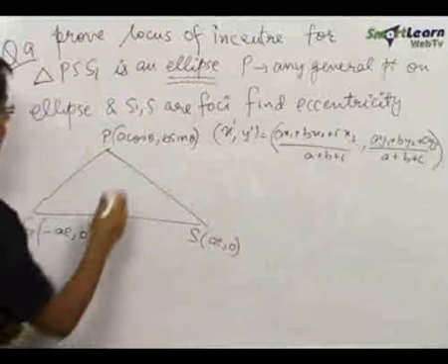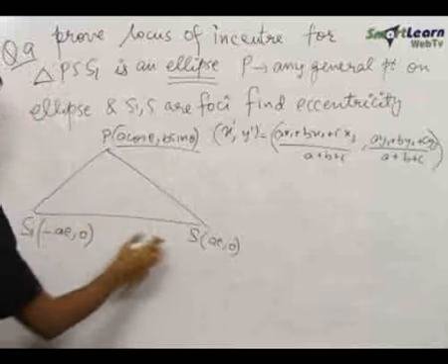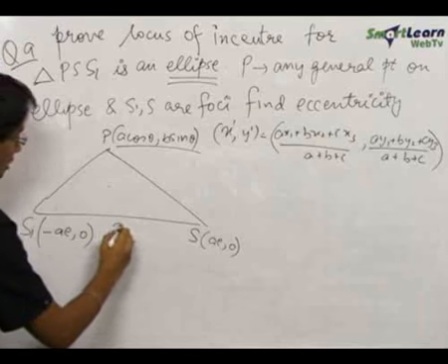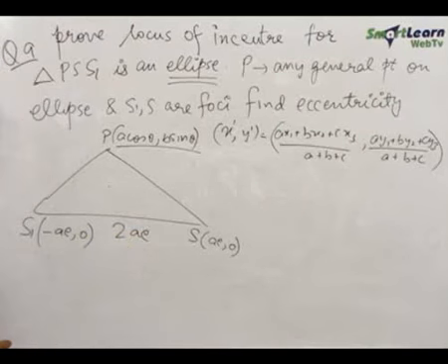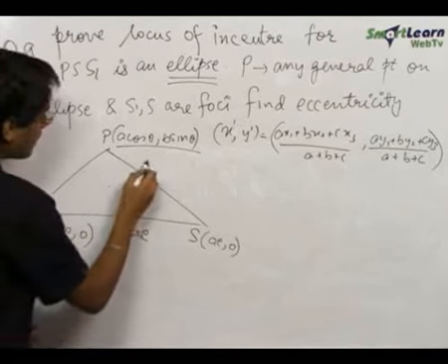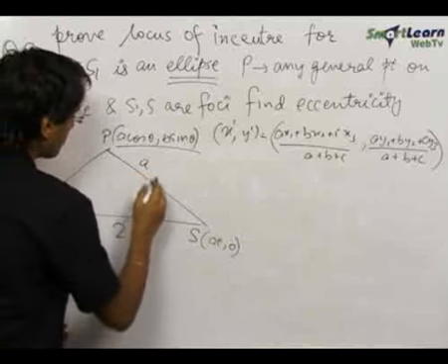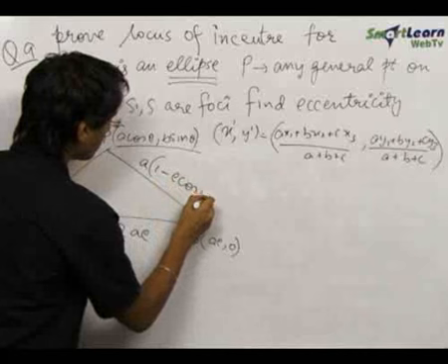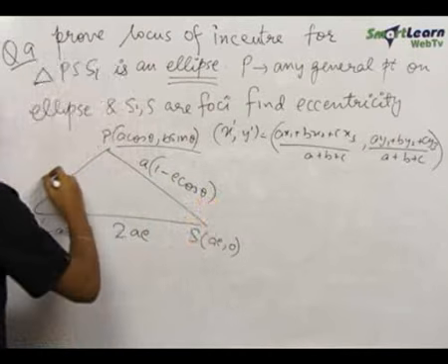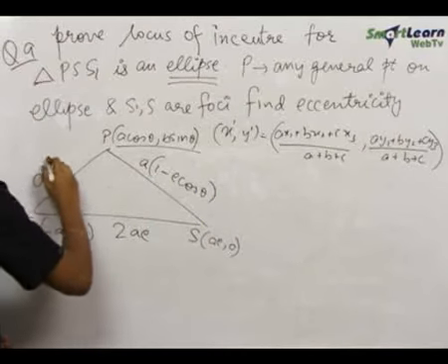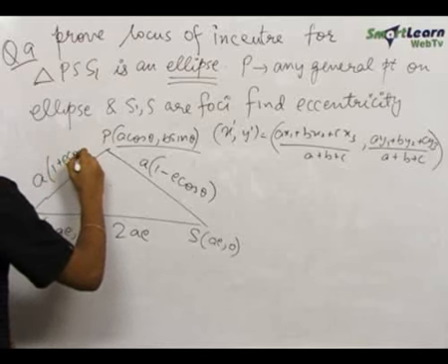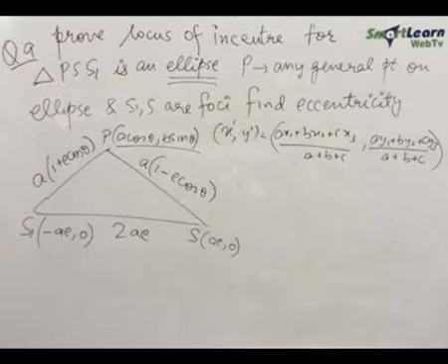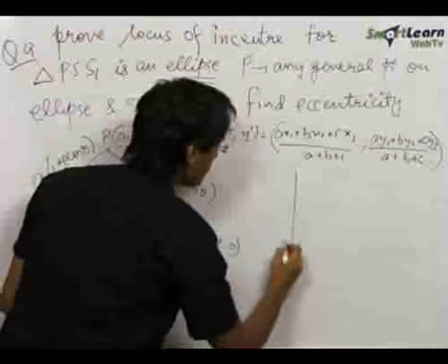So for this we have the coordinates x1, y1, x2, y2 and x3, y3. We need to find the lengths of the sides. This is 2AE. This we know the distance to be equal to a times 1 minus e cos theta, and this we know equal to a times 1 plus e cos theta. This distance we can very easily prove.